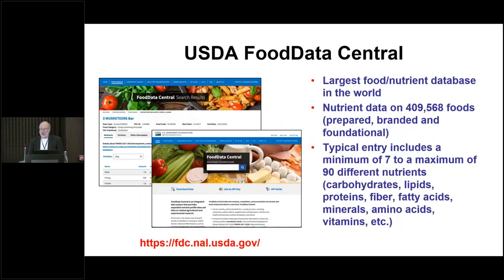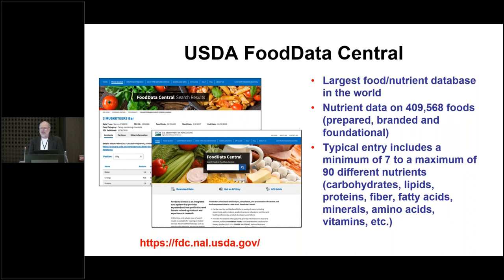Probably the best known, and in fact the original food database, which I think appeared in the late 1890s, came from the USDA. It's been rebranded as FoodData Central, and it now has a little over 400,000 foods cataloged in it. The vast majority of those foods are prepared or branded foods, things like chocolate bars or cereal, and then a much smaller set are what you call foundation foods, things like tomatoes and bananas and beef.